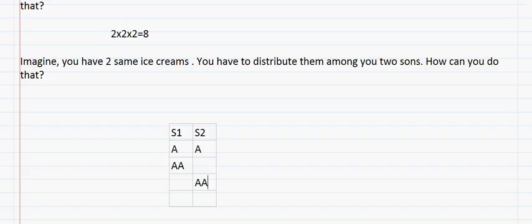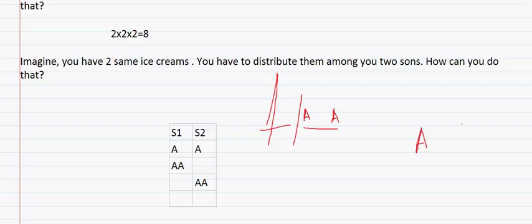Now imagine how can we distribute them, right? Is there an easy way out? Let's write two ice creams here, AA. Now if we introduce a blind, let me introduce a blind by a backslash symbol. So I can introduce a blind here, right? Which means Son 1 does not get anything and Son 2 gets all the things.